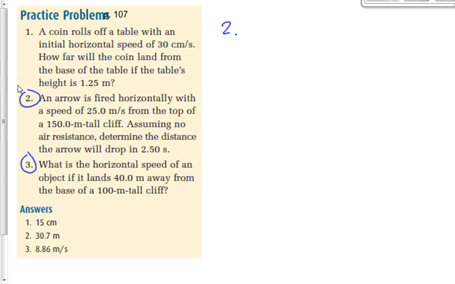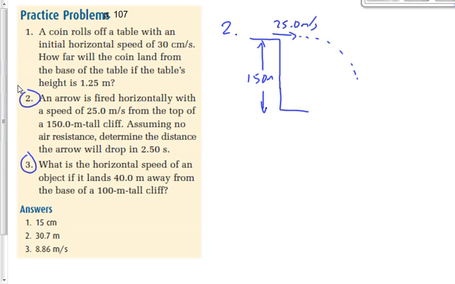It says an arrow is fired horizontally with a speed of 25 meters per second from the top of a 150-meter tall cliff. Assuming no air resistance, what's the distance that the arrow will drop in 2.5 seconds? So here's the cliff. The height of the cliff is 150 meters. This arrow is launched at a velocity of 25.0 meters per second horizontally. It's going to follow a parabola.